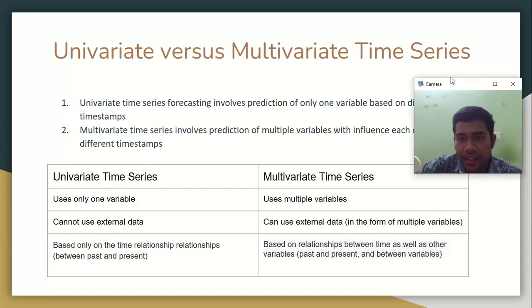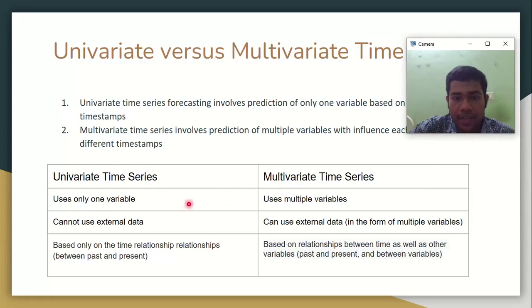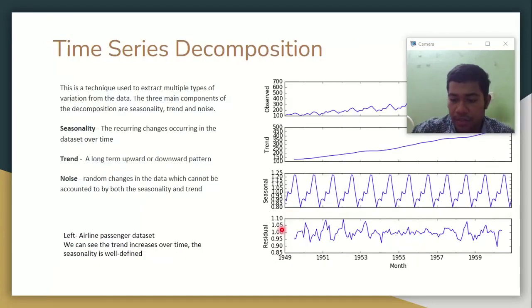So here we have the differences between the univariate and multivariate time series data. So univariate only uses one variable, whereas multivariate uses multiple variables. Univariate cannot use external data, whereas multivariate can use external data. External data here basically means the other variables' values. And then univariate is based only on the time relationships, that is between the past and the present, whereas multivariate is based on the relationship between the variables with the time as well as between the other variables, which we are going to see in the further slides.